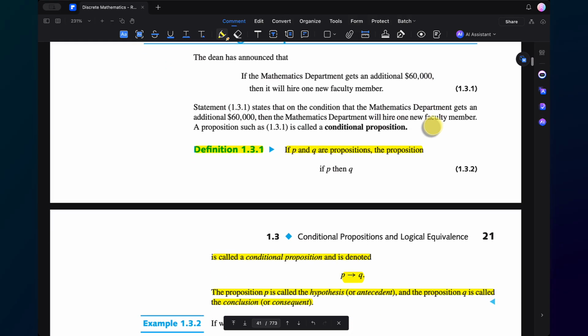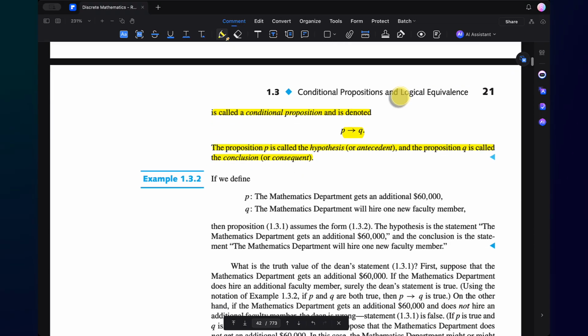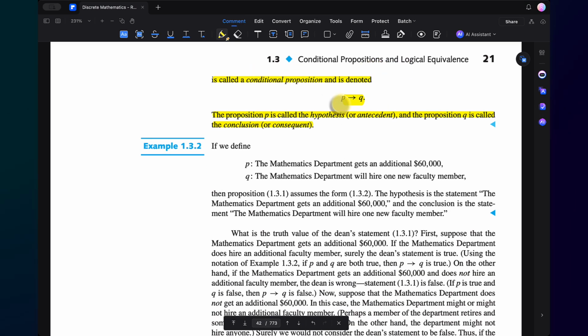Here's our definition. If P and Q are propositions, the proposition if P then Q is called a conditional proposition and is denoted by this, right here. The proposition P is called the hypothesis, and the proposition Q is called the conclusion.